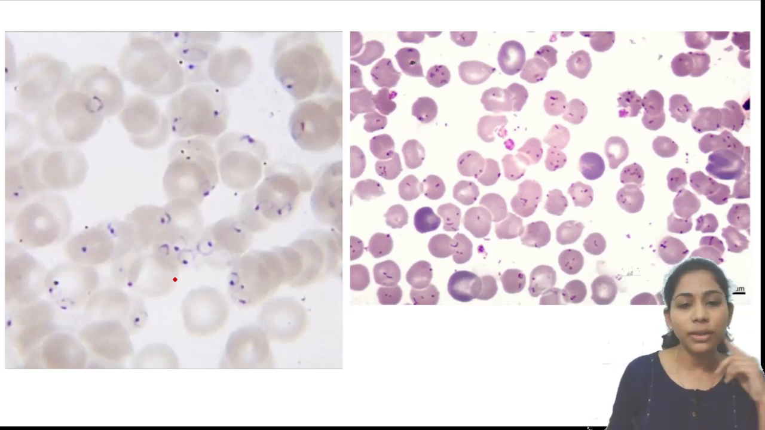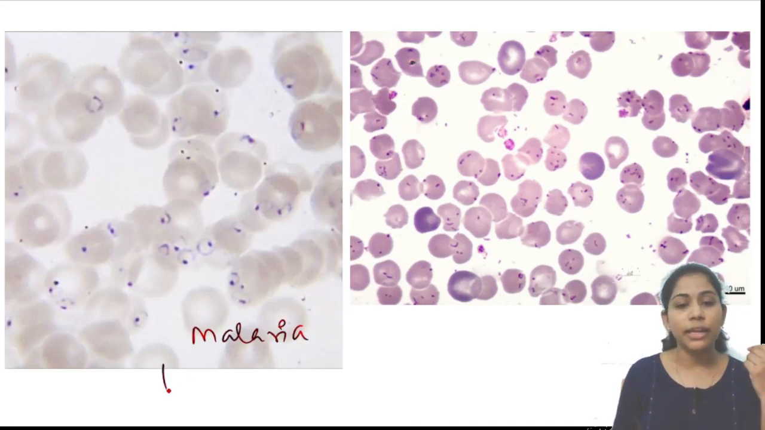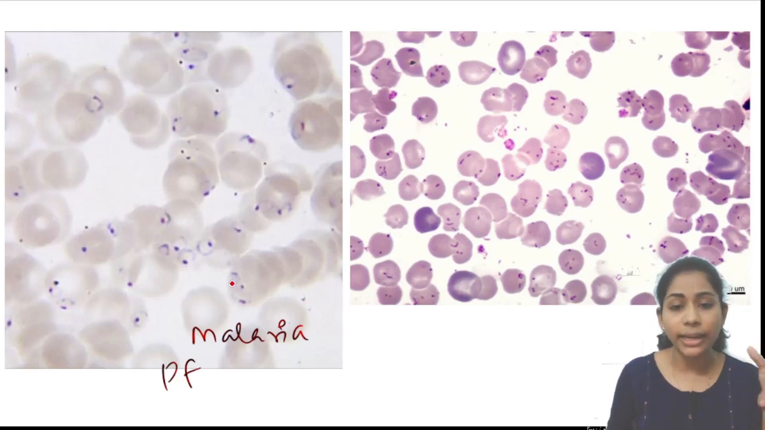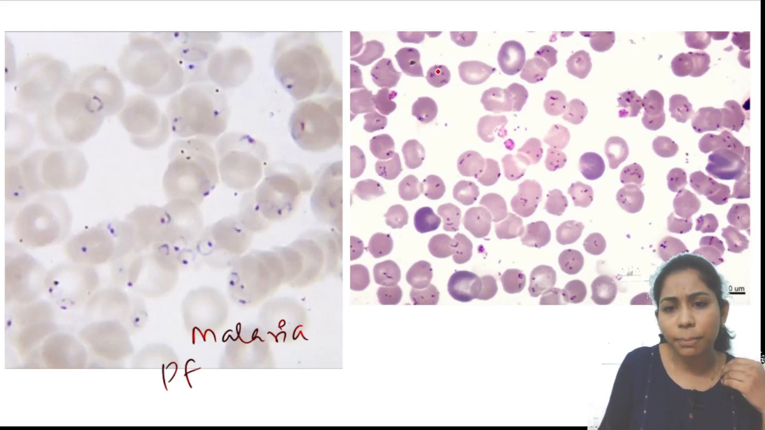Okay, the next one, this one. What do you think? Now you can tell, right? This is malaria, and specifically it is Plasmodium falciparum. For the junior-most who cannot clearly identify this, I kept another picture, this one. You can see inside the RBC some purple colored dots, right? See, some purple colored dots are there.